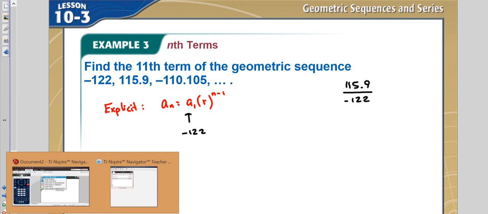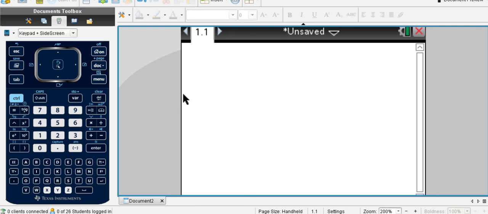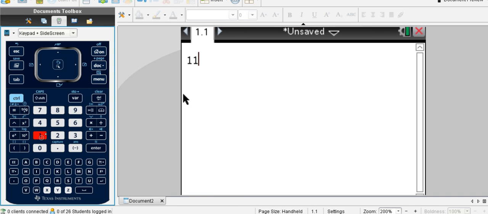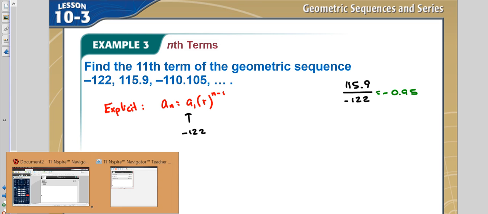So we'll go over to our calculator here, and we'll take the value of 115.9. We're going to divide that by negative 122. Now I'm going to be careful when I press enter, make sure it looks correct, and it does. So it says my ratio is going to be negative 0.95. So each time it should get multiplied by that. Let's make sure. I'm going to take this 115.9, multiply it by that, make sure we get this term here.